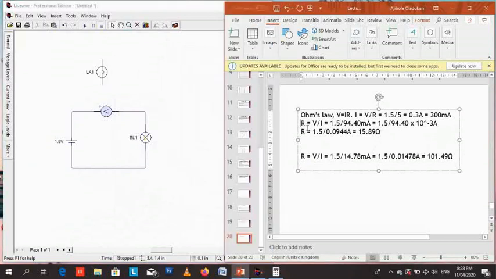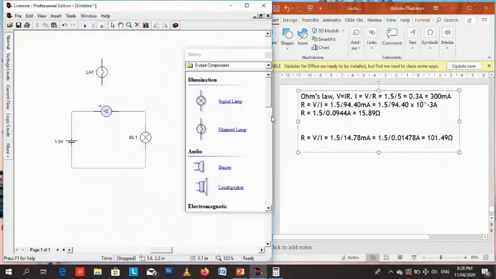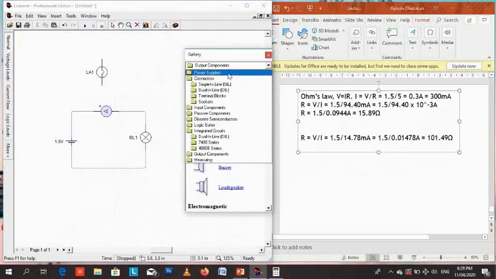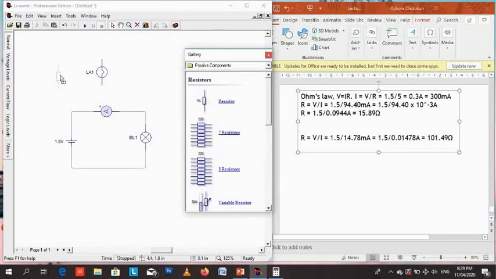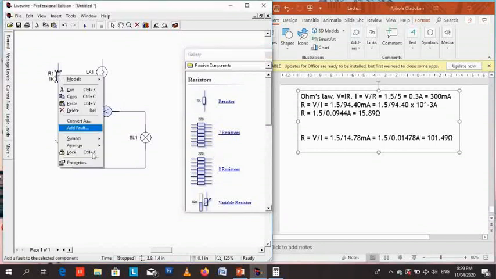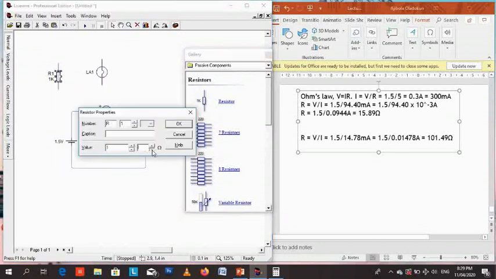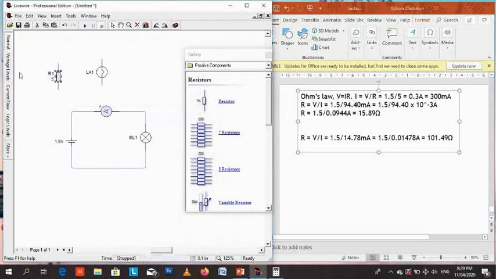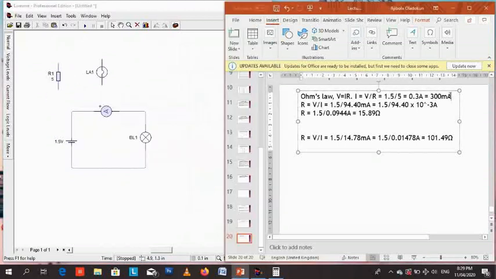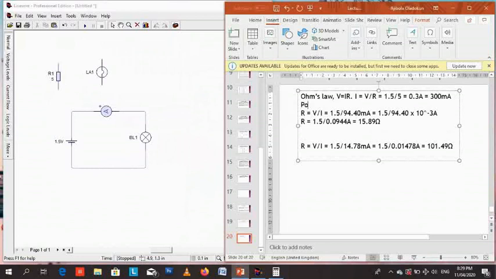So for the filament lamp, it was 15.89 ohms. The filament lamp was 15.89 ohms, and then the resistor was 5 ohms. We moved from a 5 ohm load to a 15.89 ohm load, and now to a 101.49 ohm load. So let's look at the power consumed. That's the second part of the question.